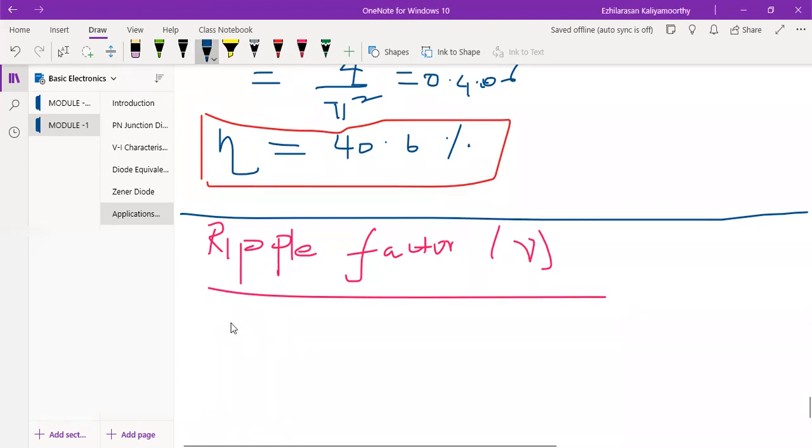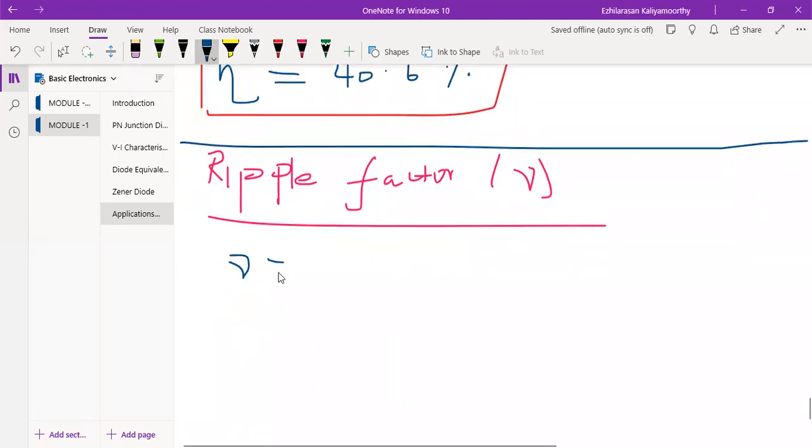The ripple factor will be defined as gamma equal to IAC divided by IDC. We need to know what the ripple factor is. The ripple factor is defined as the ratio of the effective value of the AC components of voltage to the direct or average value.